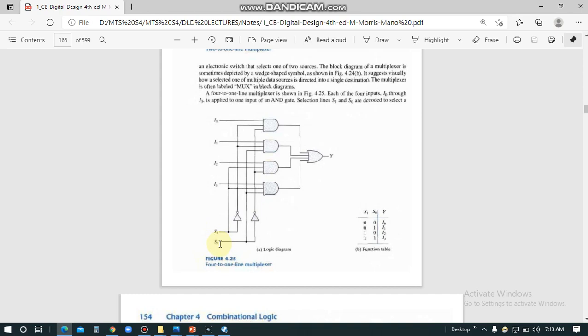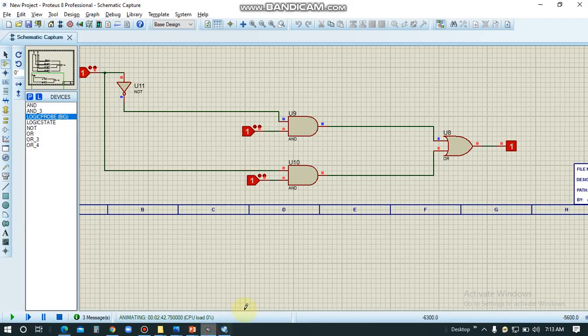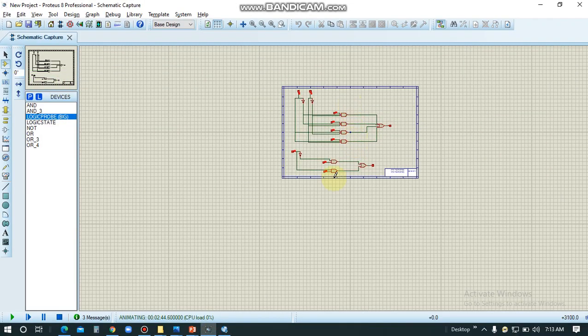If we give 0 0 on the selection lines, we decide that I0 must be on the output. If we give 0 1 to the selection lines, we decide that I1 should be on the output. And if we give 1 0 in the selection lines, we decide that I2 should be in the output. If we give 1 1 in the selection lines, we decide that I3 should be on the output. This was the theory. Now let's see its simulation in Proteus.